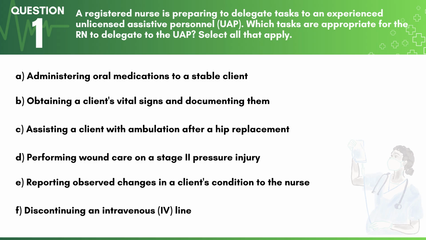B. Obtaining a client's vital signs and documenting them. C. Assisting a client with ambulation after a hip replacement. D. Performing wound care on a stage 2 pressure injury. E. Reporting observed changes in a client's condition to the nurse. F. Discontinuing an intravenous 4-line.